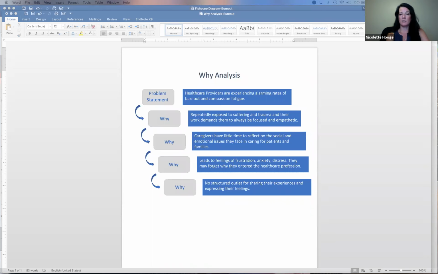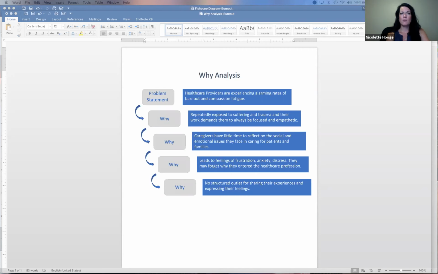It's because they are repeatedly exposed to suffering and trauma, and their work demands them to always be focused and empathetic. So why does that create burnout? Because caregivers have very little time to reflect on the social and emotional issues that they face when caring for patients and their families. And that can lead to feelings of frustration, anxiety, distress. Many other feelings could be used here. Those are just a few that I put in.